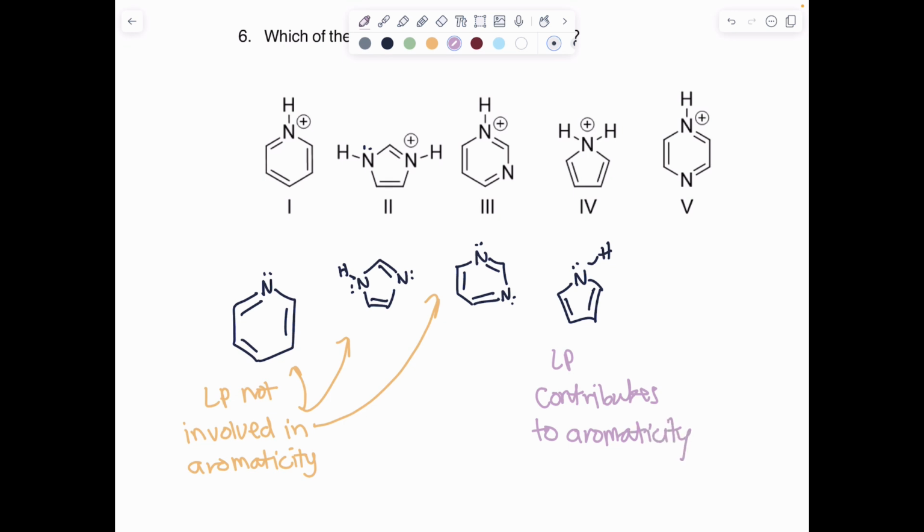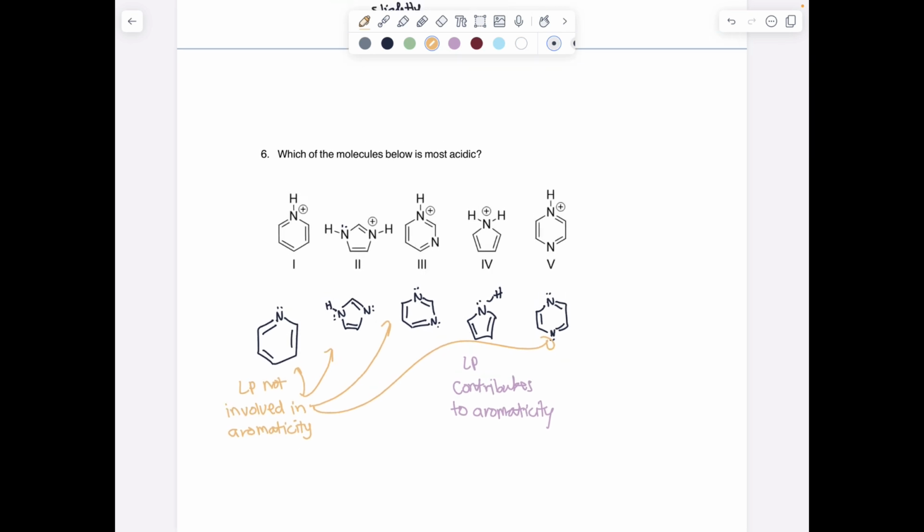So this is likely our answer, but we can finish off with the final molecule just to confirm. We have this nitrogen, double bond, double bond, double bond. If we lose the hydrogen, that means we'd have a new lone pair. But that doesn't make a difference because this molecule is already aromatic because we already have 6 electrons and we already have a fully conjugated system. So the lone pair generated does not contribute to aromaticity. So final answer, is number 4.